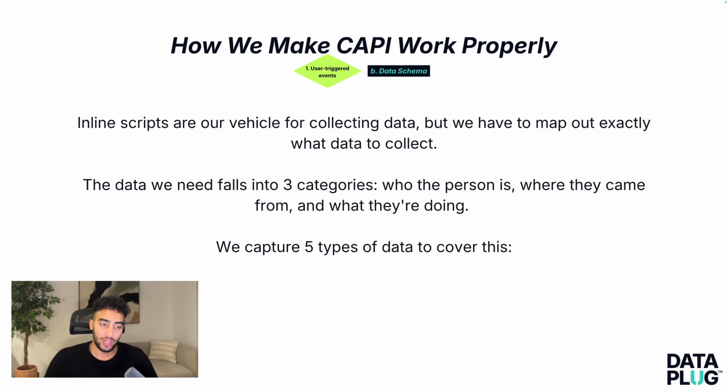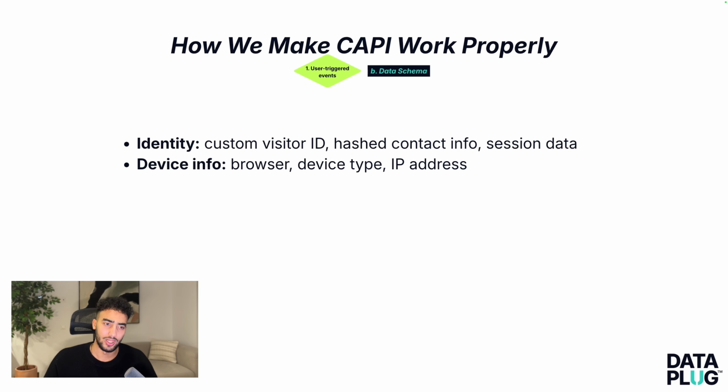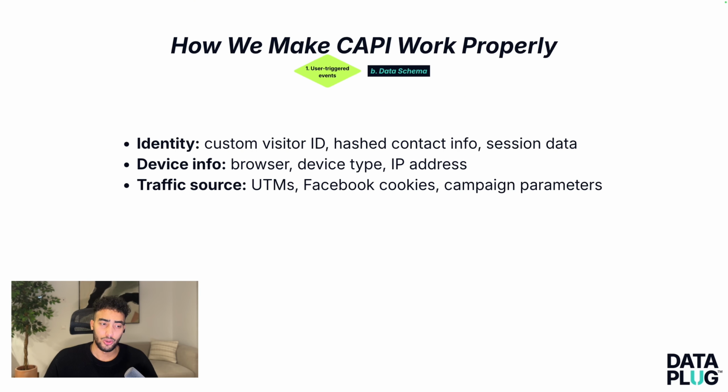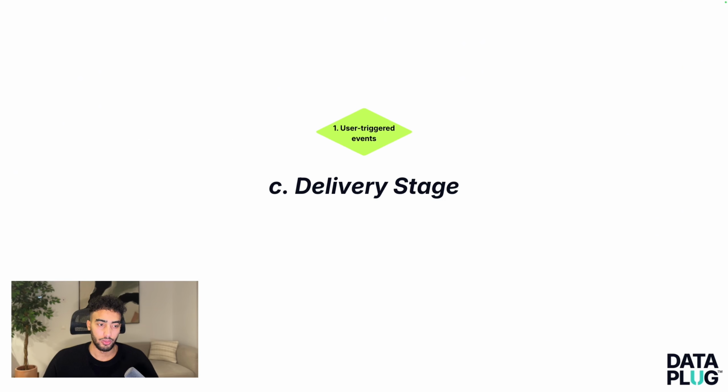And the types of data we capture to fill out these categories need to basically cover this. We need their identity, their custom visitor ID I told you we're going to assign to them, the hashed contact info, the session data, their device info, basically the browser, the IP address, the device type, the traffic sources, so basically the UTMs, the Facebook cookies, the campaign parameters, the behavior, what pages they viewed, what funnel stage they're at, the form submissions, obviously, the name, email, phone, custom fields. So these are the five types of data we're trying to collect to answer those three questions.